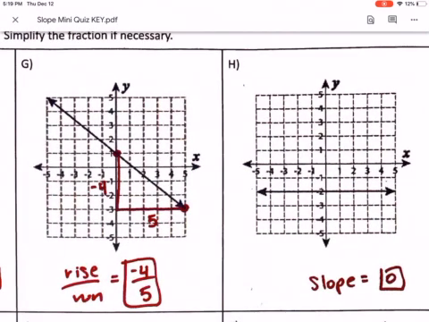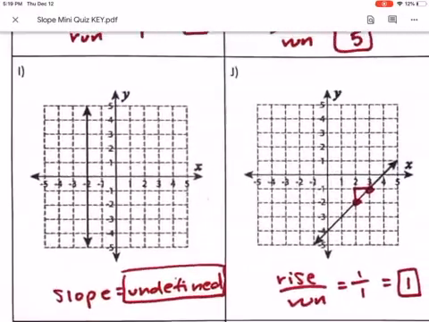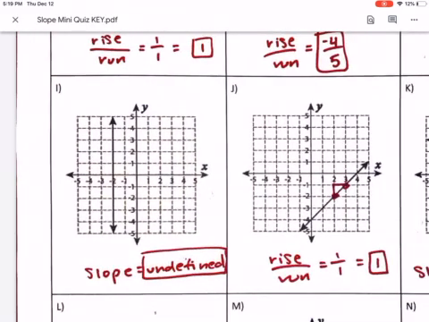H is so nice because you don't have to do any work. You just say, oh, it's a horizontal line, so it's a slope of 0. You can type or write out ZERO, or just the number 0 is fine. Okay. And then same thing with I, yeah. It is a vertical line, so it's undefined.